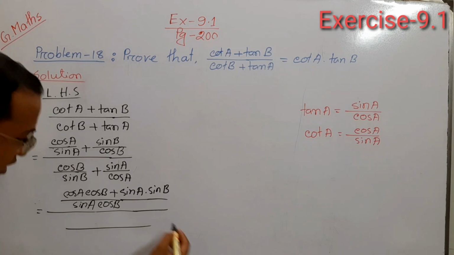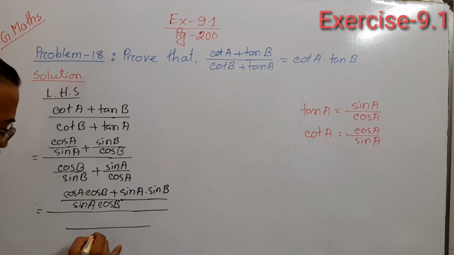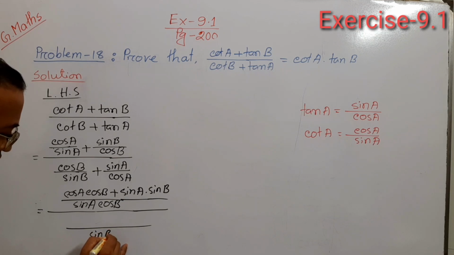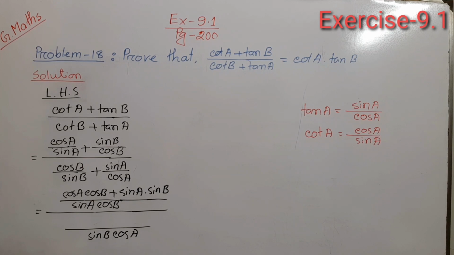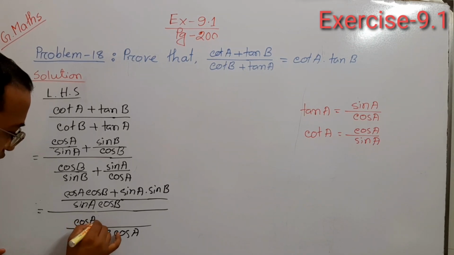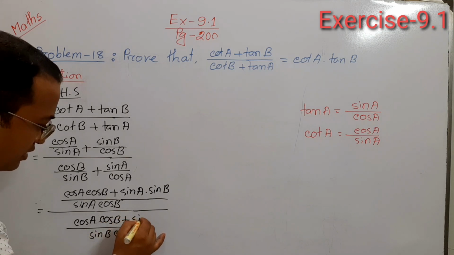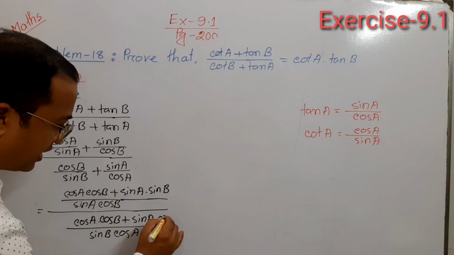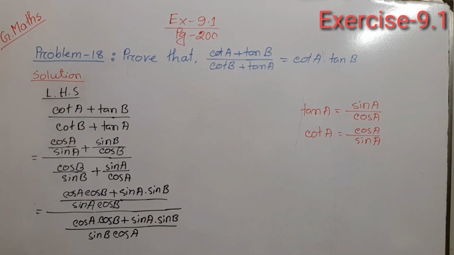Similarly, in the denominator there are also two fractions. We will add these two fractions. LCM will be sin B cos A, and it will be cos A into cos B plus sin A into sin B. I think all of you know how to add the fractions.